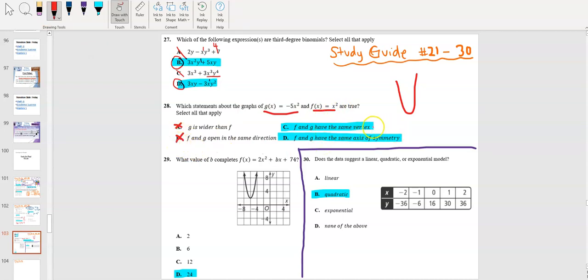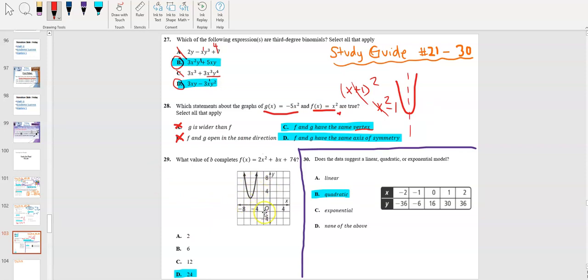However, they will have the same vertex because we're not adding anything or subtracting anything from the x value. Right? We don't have x plus 1 squared. That would mean the vertex is changed. It's not x squared minus 1. That would also mean the vertex is changed. And then we know they're the same axis of symmetry because if they have the same vertex, then that axis of symmetry is also the same.